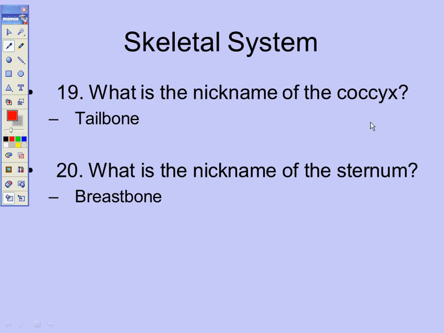The coccyx is the very last bone on the spinal cord. It's actually made up of 4 fused vertebrae that all fuse together. That's the very last bone that you have on the bottom of your spinal cord. It's just below the sacrum, which is 5 fused vertebrae. The nickname of the sternum is the breastbone. Okay, that's that bone that all of your ribs attach to.